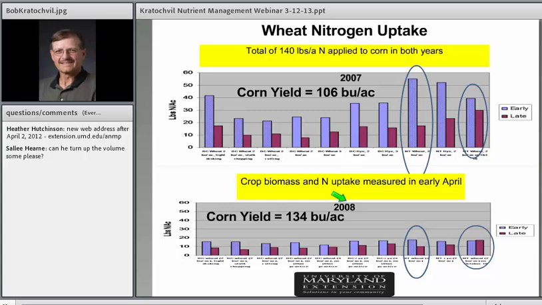And you can see that in the performance of the wheat inside this circle right here. Early planted wheat consumed roughly 18 pounds by the following spring. The later planted wheat consumed about 10 pounds by the following spring.